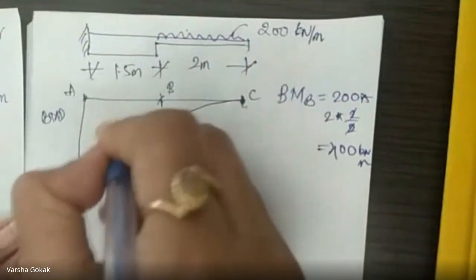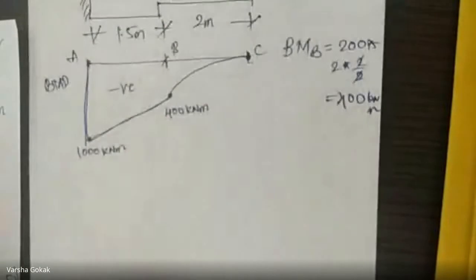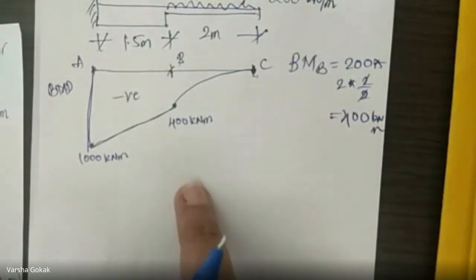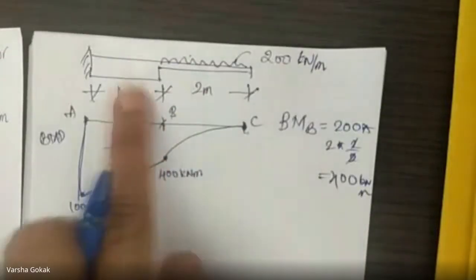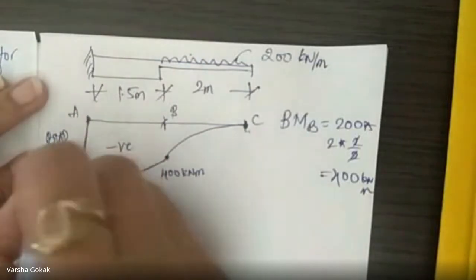Join this, it is a negative bending moment because it is a cantilever beam hogging. Right, this is a regular bending moment. Now what we have to do after this, there is moment of inertia changing, right? So I have to draw the M by EI diagram. This is just the bending moment diagram.